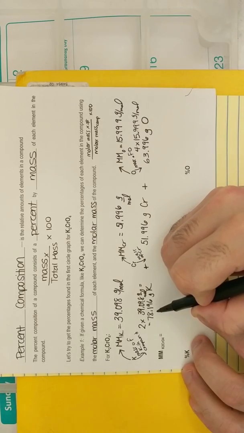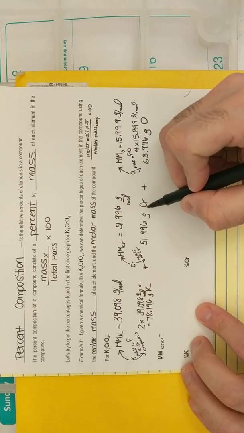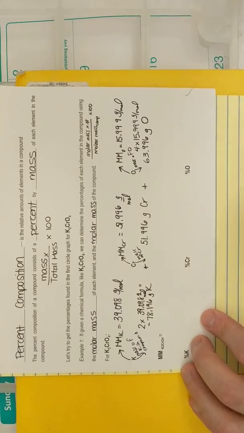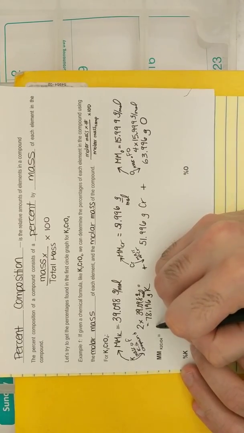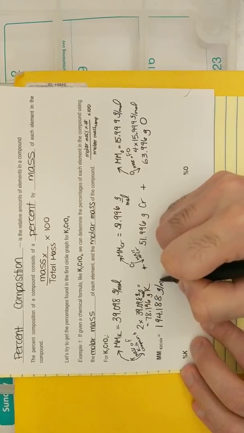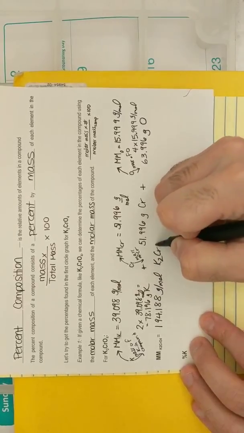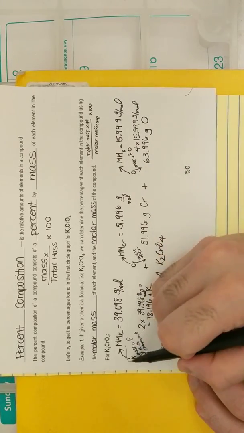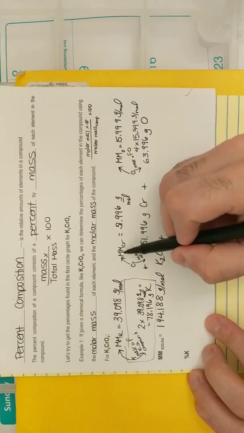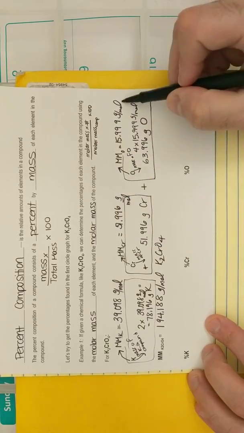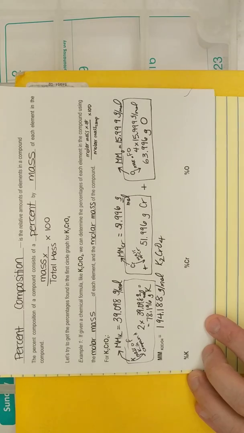78.196 grams of K, 51.996 grams of Cr, and 63.996 grams of O. If I add them all together, I get a molar mass of 194.188 grams per mole for K2CrO4. There's a reason why I did this: I have the mass of potassium, the mass of chromium, and the mass of oxygen in this compound.